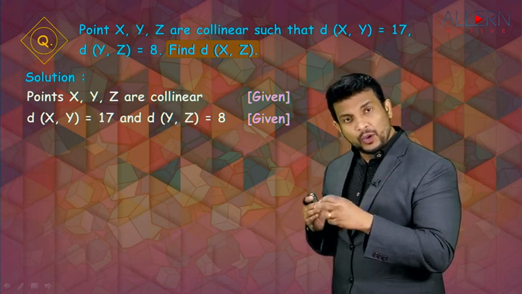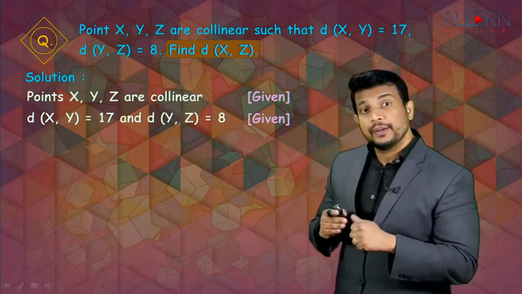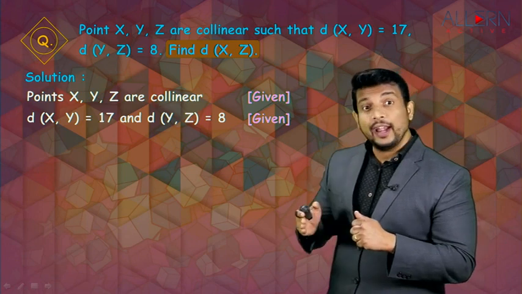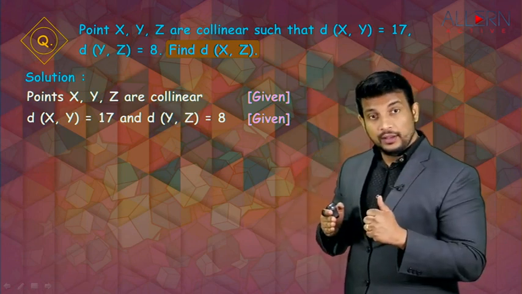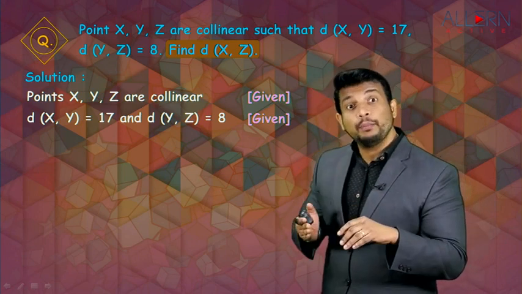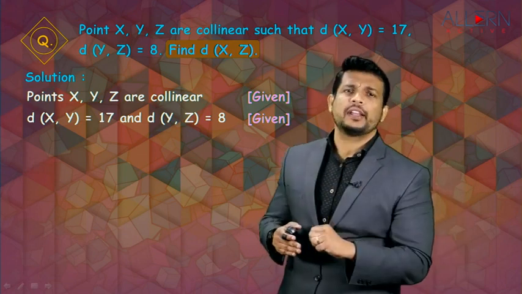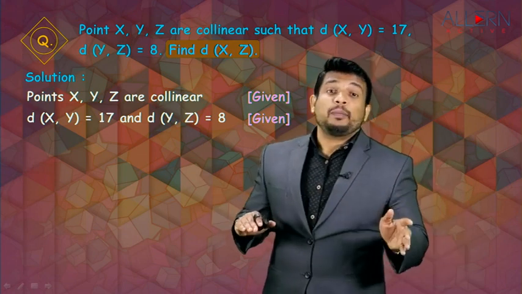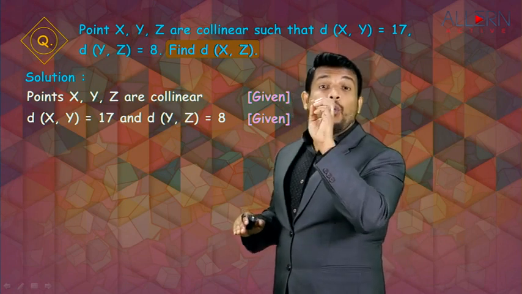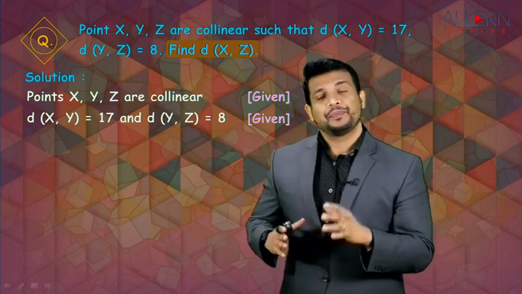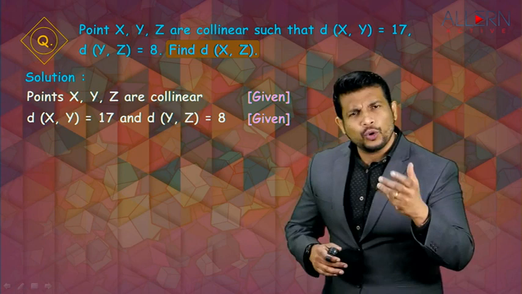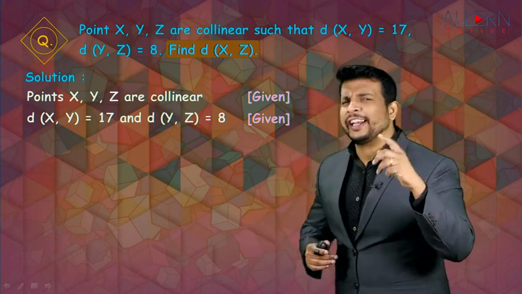You know why? Because Y can be between X and Z, right? Then Z can be between X and Y. Then we can have X between Y and Z. So there are 3 possibilities. In all of these 3 possibilities, we'll have to find the distance between X and Z, isn't it? So let's go. Possibility number 1, that is case number 1.